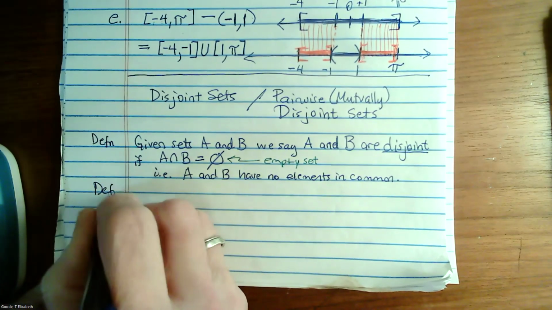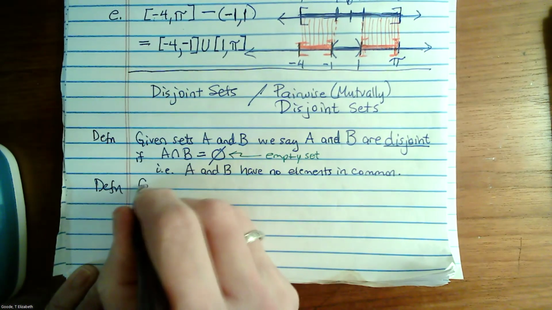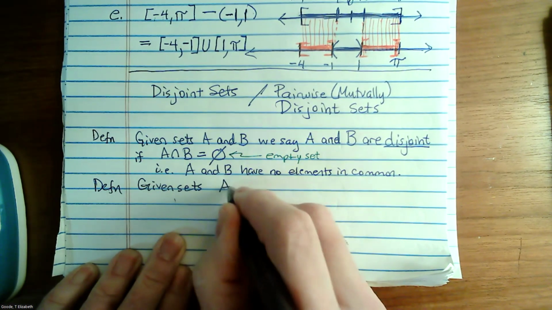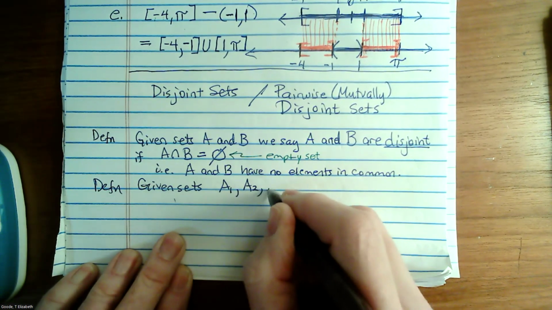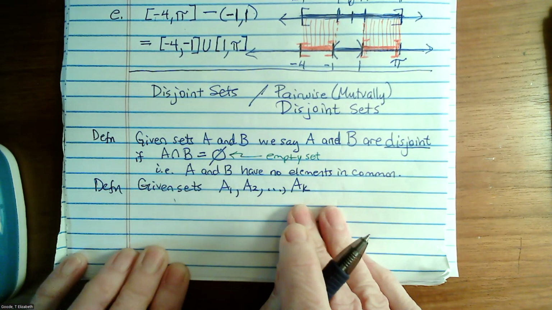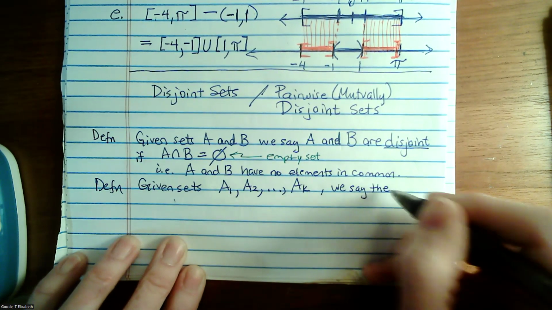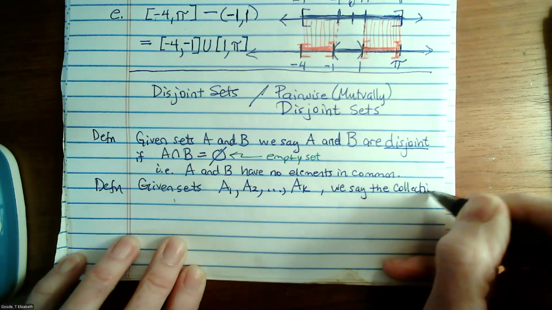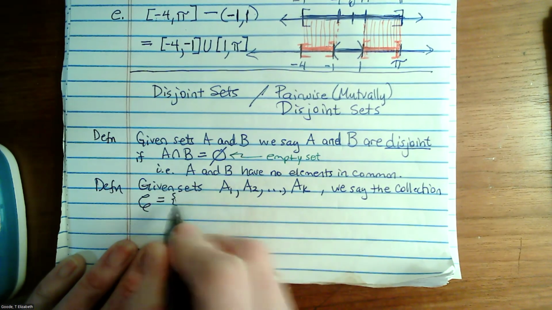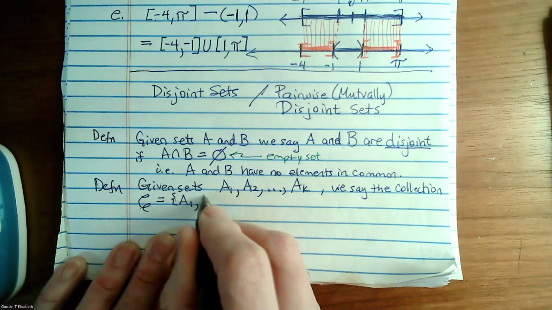And then the definition for pairwise disjoint sets goes like this. Let's give ourselves a bunch of sets. So given sets A1, A2, dot, dot, dot, up to say A sub K. This could even be an infinite collection. We say the collection, we'll call it curly C, which is the set of these sets. So curly C is a collection of these sets.